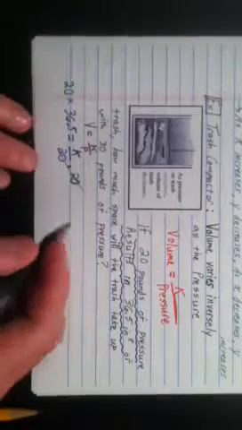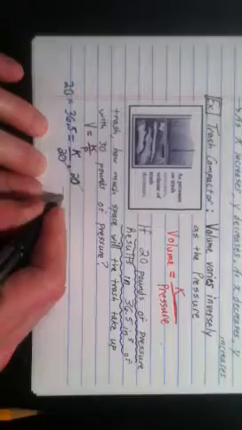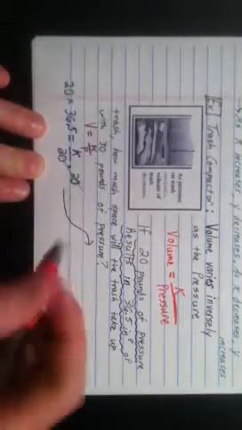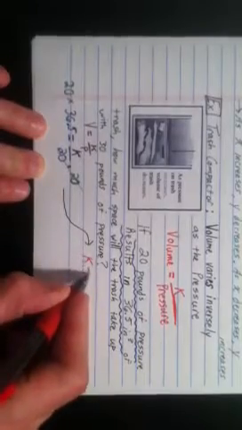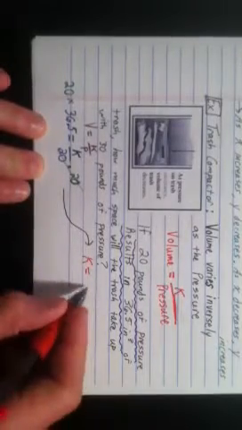And when we do that, we get that K equals 20 times 36.5, which should give you 730. Okay. So now we have the K value to put into our equation. So our volume is going to equal 730 over the pressure.